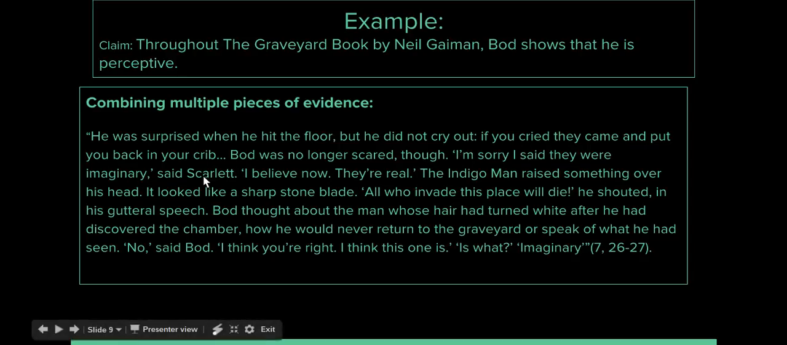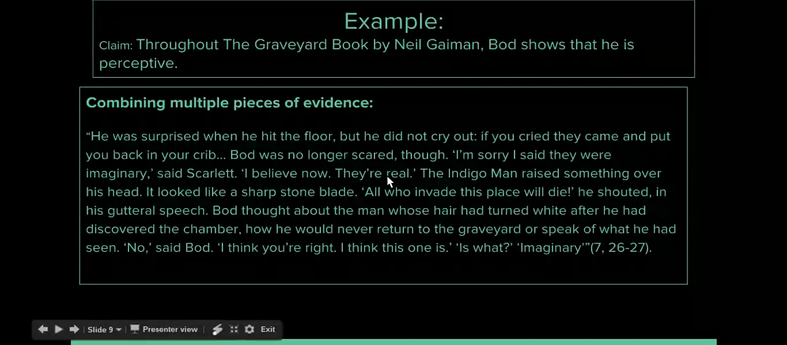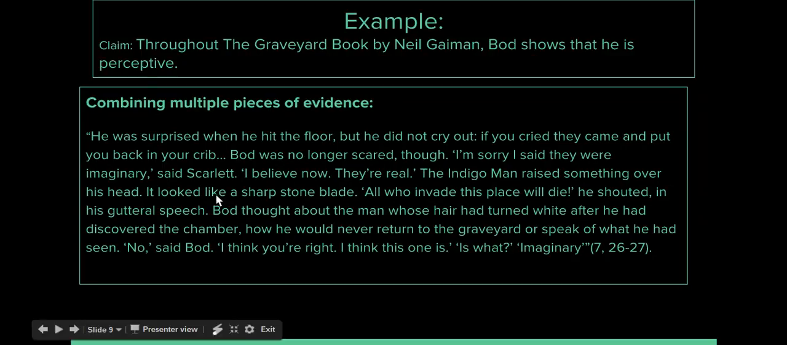"I'm sorry I said they were imaginary," said Scarlet. "I believe now. They're real." The Indigo Man raised something over his head. It looked like a sharp stone blade. "All who invade this place will die," he shouted in his guttural speech. Bod thought about the man whose hair had turned white after he had discovered the chamber, how he would never return to the graveyard or speak of what he had seen. "No," said Bod. "I think you're right. I think this one is." "Is what?" "Imaginary."